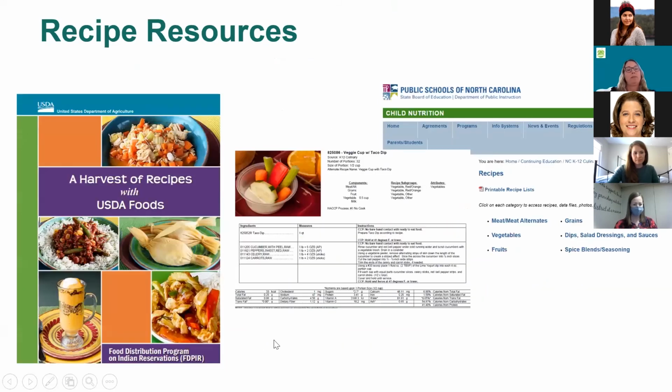This one here is from nutrition.org. There are a lot of different things there. This one in particular has a lot of great USDA Foods recipes in it, particularly with legumes, so it's a good one to check out. North Carolina also does a great job. They have their recipes broken out by components, and you can click on those and pull down a zip file with the photo, the recipe, everything. It's got the crediting on there for you as well.